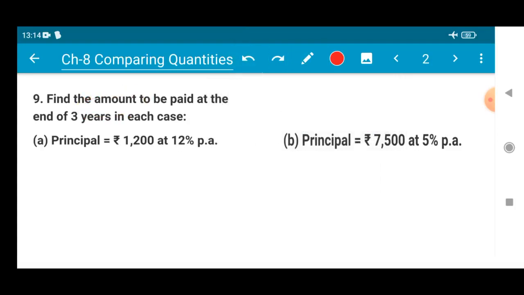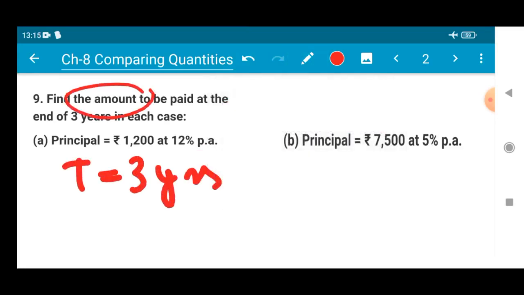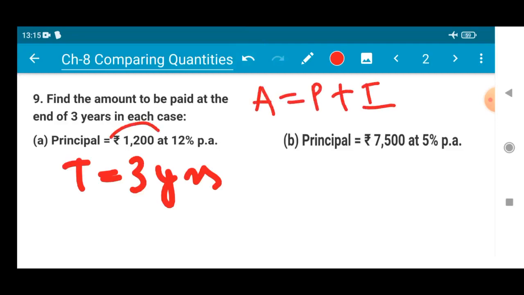This is a very important term or topic in the comparing quantities chapter. So everything is given here, principal, rate and time is also given, which is 3 years here. Yes, it is mentioned in the question. What you have to find? Amount. What is the formula to find the amount? Let me tell you. The amount formula is principal plus interest. Whatever principal you have taken, along with that we have to pay interest.